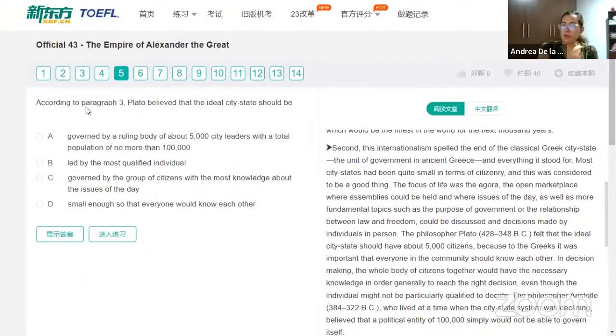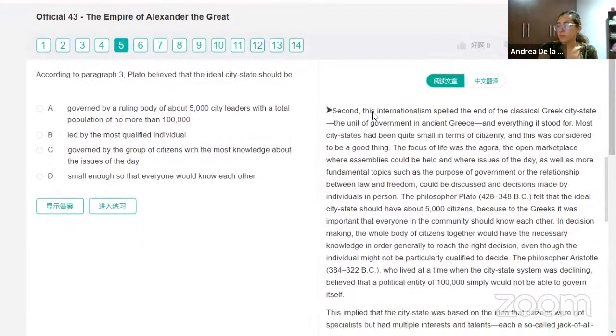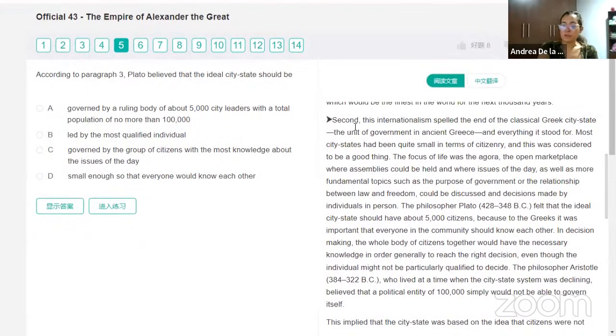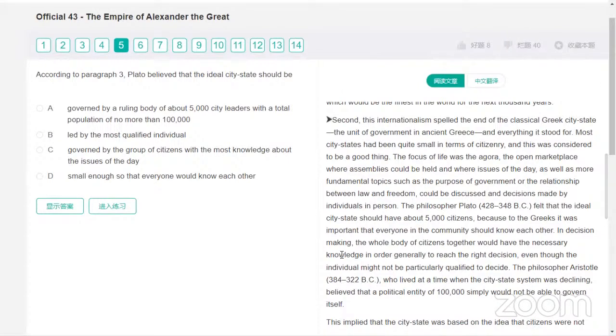Let's see one more. It says, according to paragraph 3, Plato believed that the ideal city-state should be. It's a detailed question, no? Teacher, what is spelled? Spell usualmente es deletrear, pero en este caso, the internationalism spelled the end, es como que marcó el fin, ¿no? Spelled, escribió el fin, tal vez.